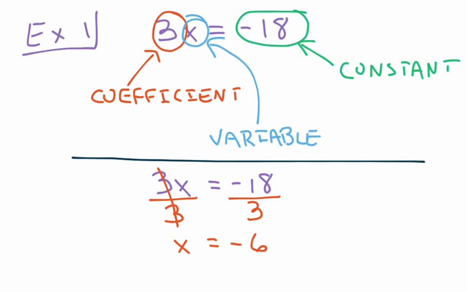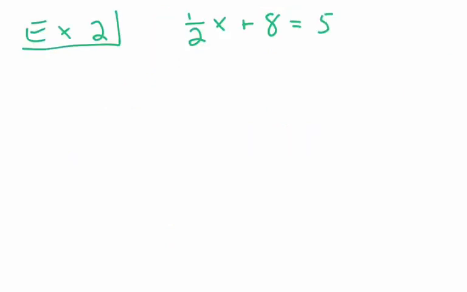Let's continue our look back at equations that we've learned in previous grades with our second example, which will be a two-step equation. The second equation reads 1/2 x plus 8 is equal to 5. Now, with this type of equation, we've got 1/2 as our coefficient, x is our variable, and now we actually have two constant terms. We have 8, and we have 5.